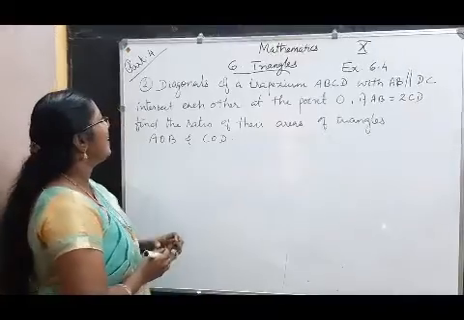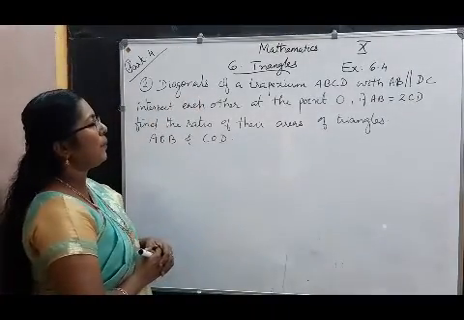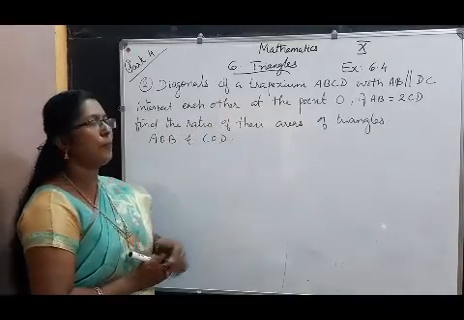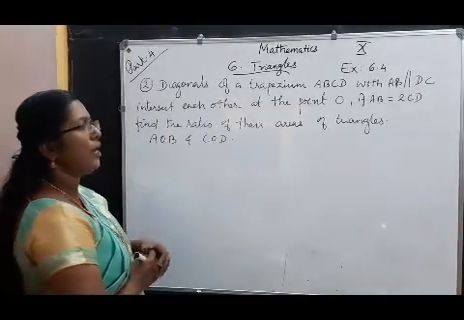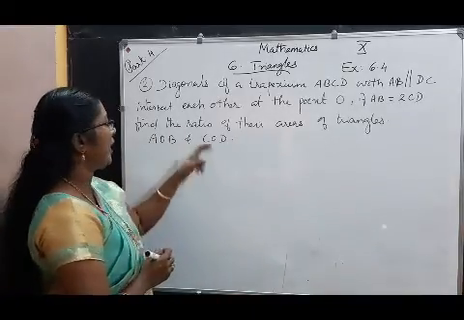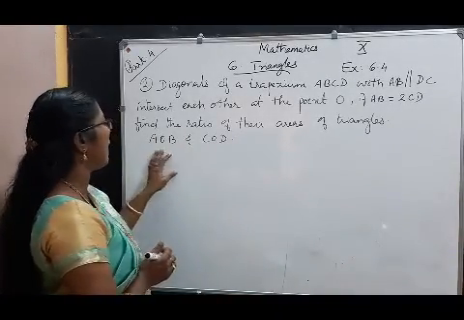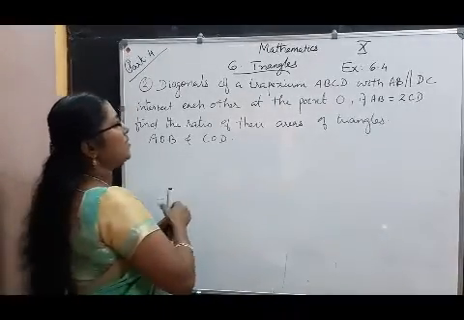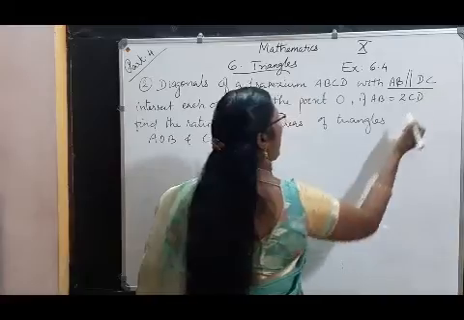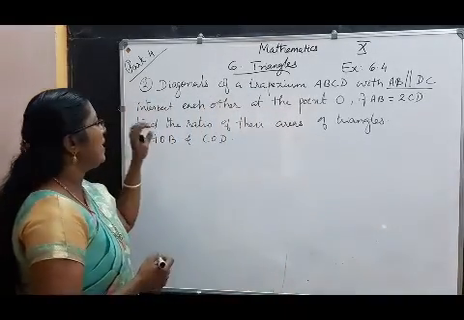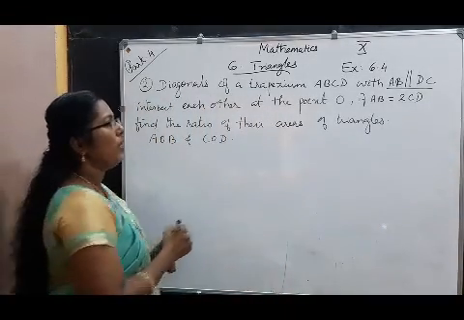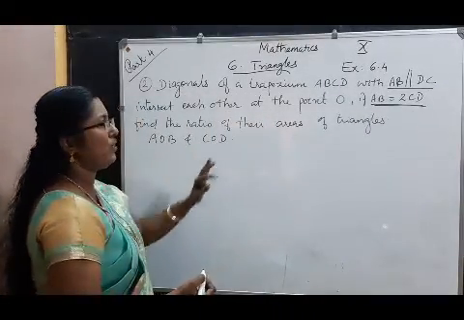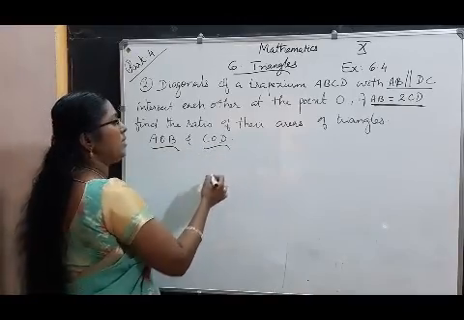The second question. The diagonals of a trapezium ABCD with AB parallel to DC intersect each other at the point O. If AB equal to 2CD, find the ratio of the areas of triangles AOB and COD. I repeat, the diagonals of a trapezium ABCD with AB parallel to DC intersect each other at the point O. If AB equal to 2CD, find the ratio of the areas of the triangles AOB and COD.